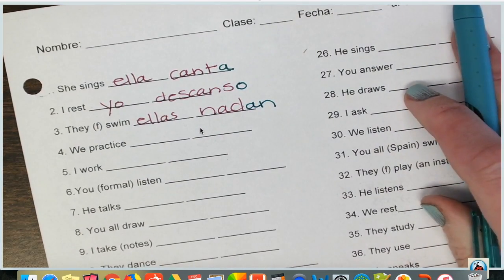So this sheet is due Friday. This sheet is due tomorrow, which is Thursday, no matter what. Don't forget to use 2 colors. Rock it out.